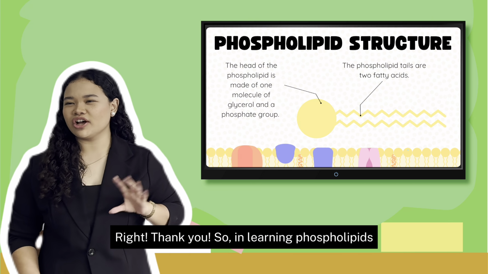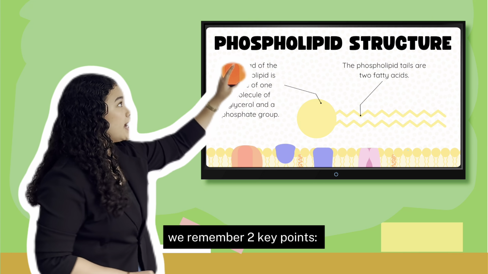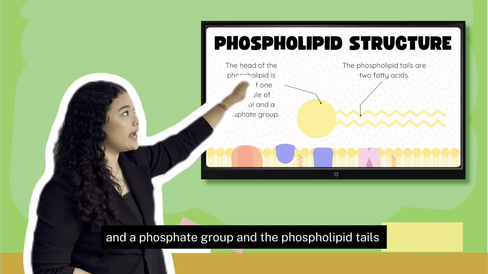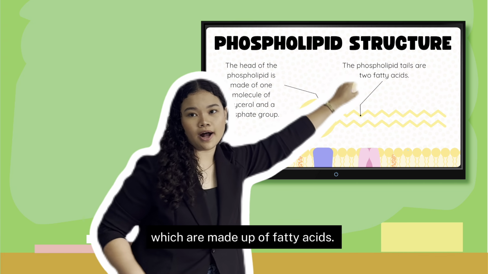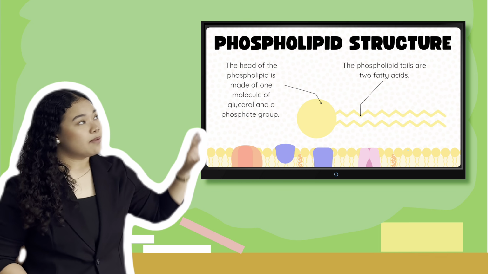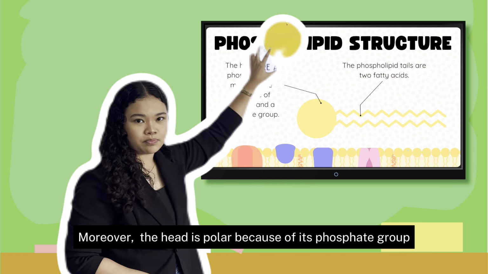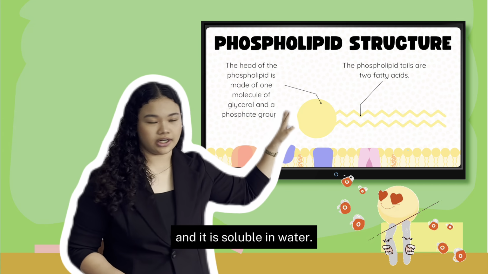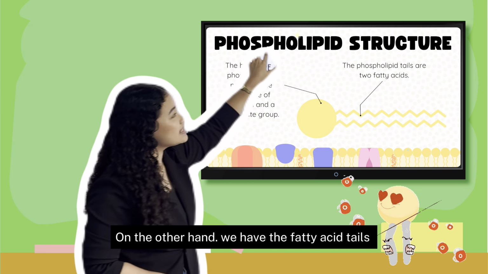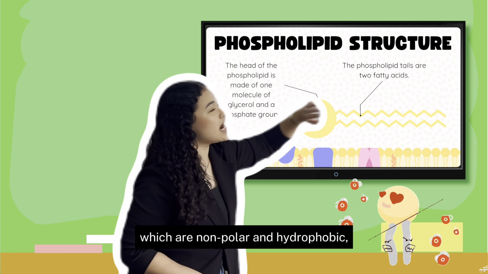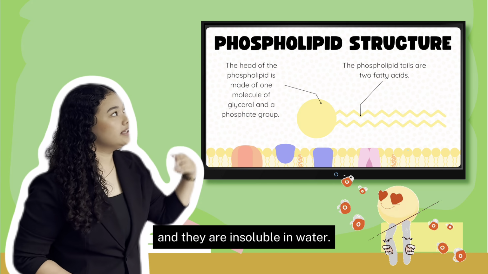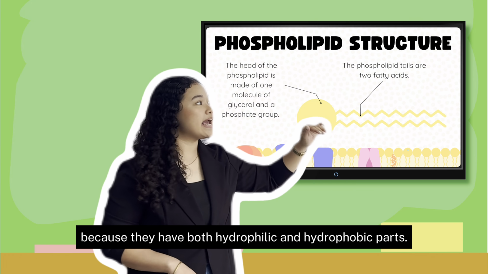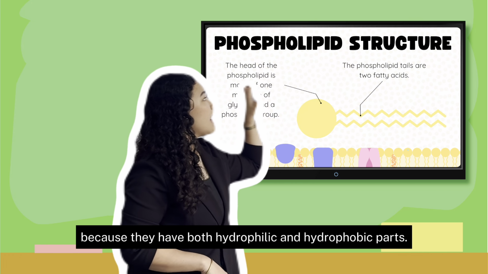Right, thank you. So in learning phospholipids, we remember two key points. A polar head, which is made up of one molecule of glycerol and a phosphate group, and the phospholipid tails, which are made up of fatty acids. Moreover, the head is polar because of its phosphate group, which makes it hydrophilic, which is water-loving, and it is soluble in water. On the other hand, we have the fatty acid tails, which are nonpolar and hydrophobic, which means they are water-hating, and they are insoluble in water. Hence, we can concur that phospholipids are amphipathic because they have both hydrophilic and hydrophobic parts.